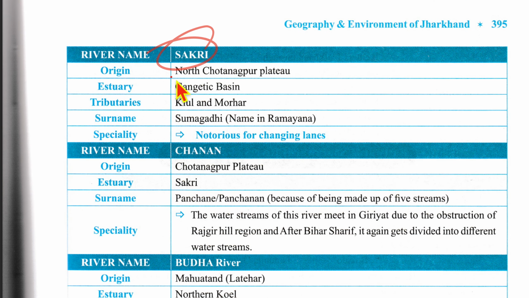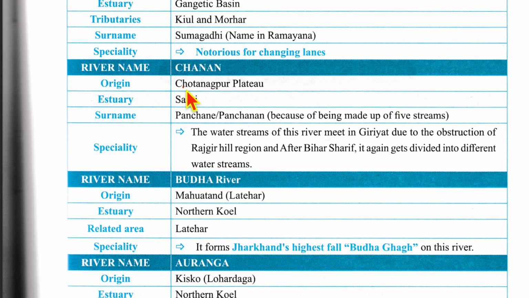Now, Sakri river. Origin is in the north Chota Nagpur Plateau. It forms a tributary in the Gangetic Basin. Tributaries are Kiul and Harohar. Surname is Sumagadhi, name in Ramayana. Speciality is that it is notorious for changing lanes.